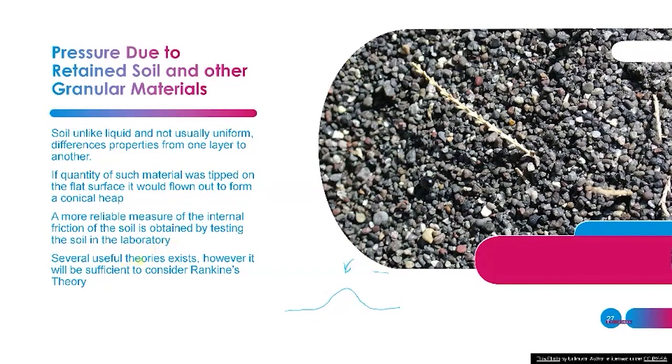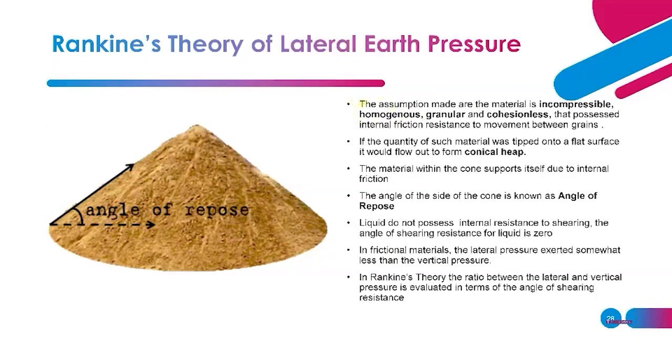But other several useful theories exist. However, it will be sufficient to consider Rankine's theory. We're going to use Rankine's theory untuk measure the friction yang produced by the surface of the soil. So ini adalah assumption daripada Rankine tadi. Materials is incompressible, homogeneous, satu jenis, granular, cohesionless. So bukan cohesive soil. This one lebih kurang pasir. Pasir is cohesionless soil, that possess internal friction resistant to movement between grains. If the quantity of such material was dipped into flat surface, it would form a conical heap. This is what I told you before. So dia akan jadi naik macam conical heap.